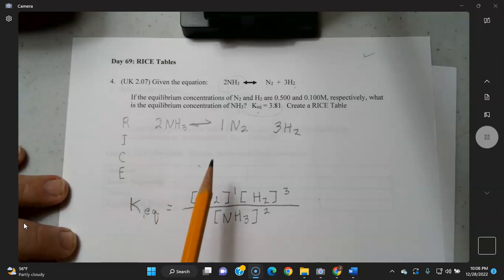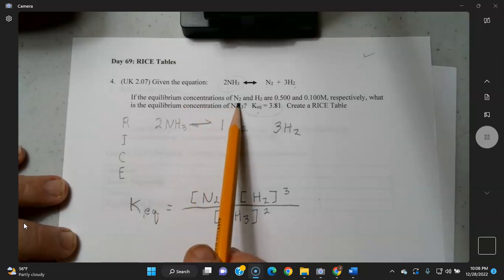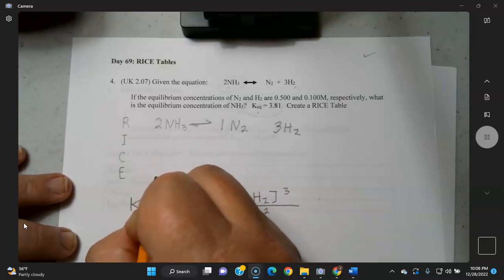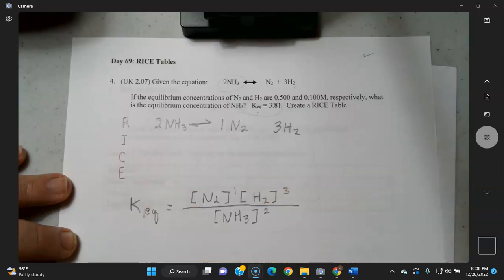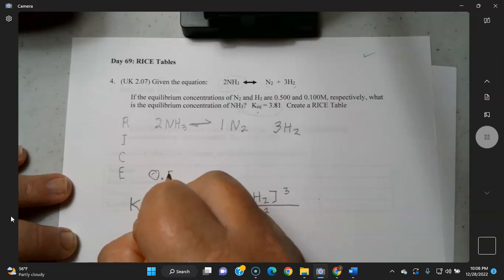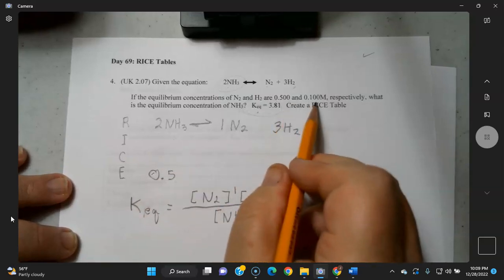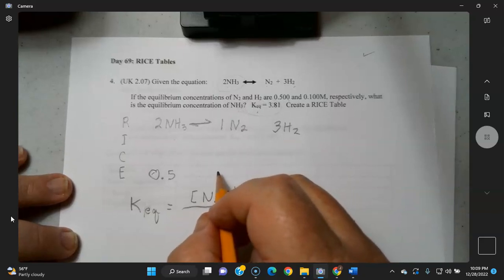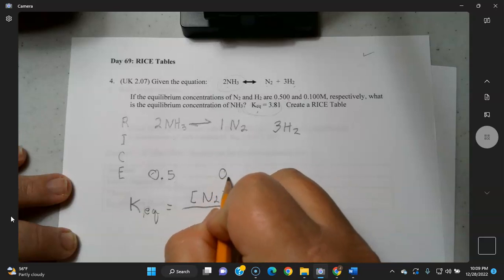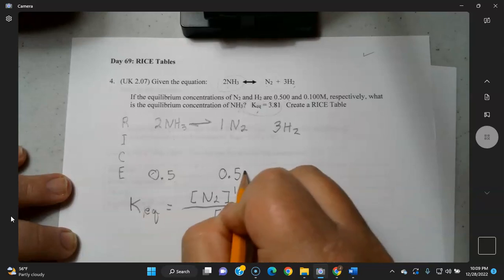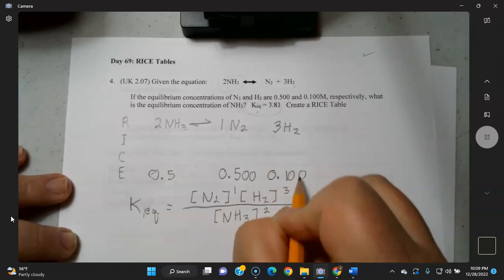All right, now we're going to start filling in values. Equilibrium concentration of N2 and H2. So they're giving us these values down here. And that's going to be 0.5. I'm just leaving off trailing zeros here. Whoops, did that in the wrong place, right? 0.5 here. And 0.1 here. I'll go ahead and put the zeros. I don't want you to lose track of what numbers we're dealing with.